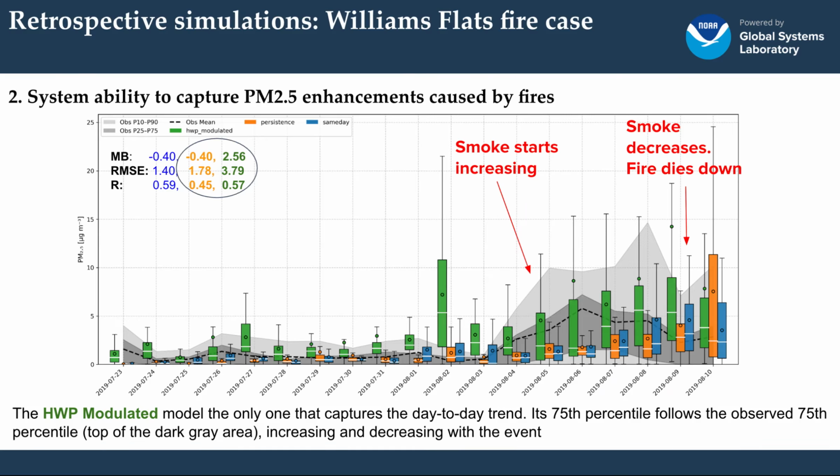We see the increases in both the gray area and the green blocks from the 4th towards the 8th, and then the decrease after the 8th, so on the 9th and the 10th. There's a good correlation also compared to the persistence model.